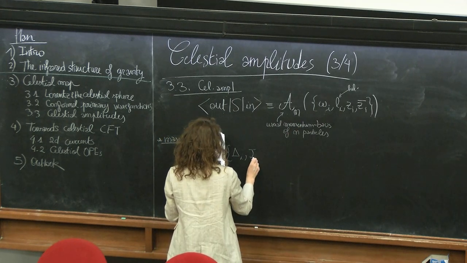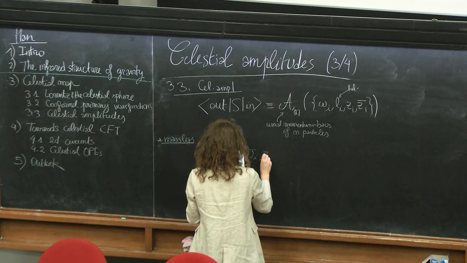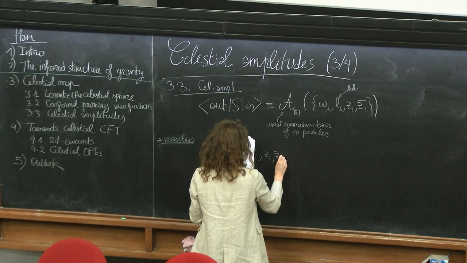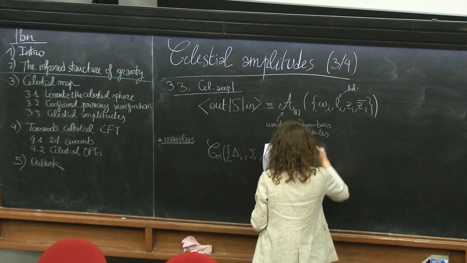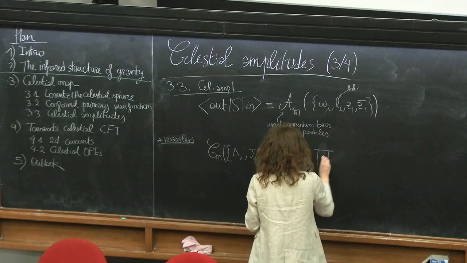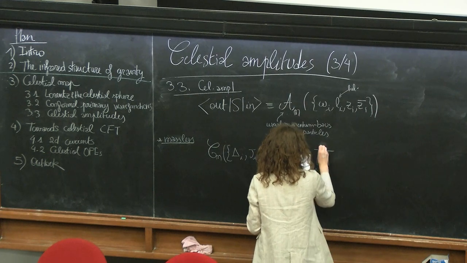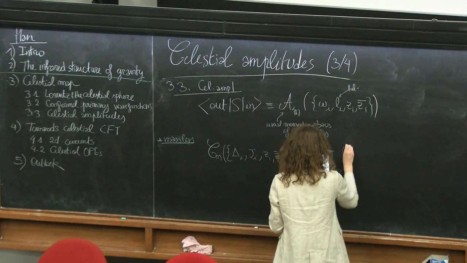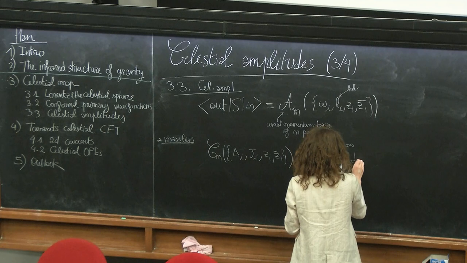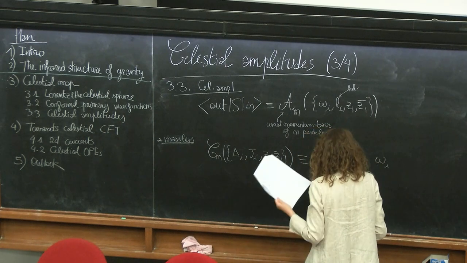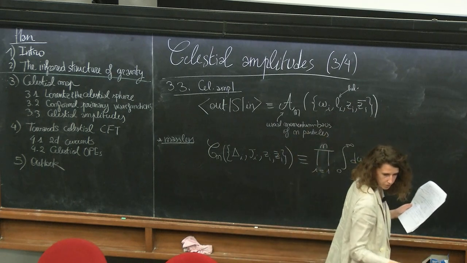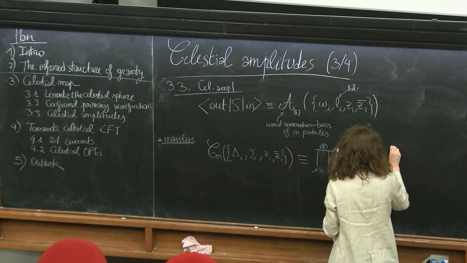two other quantum numbers, the conformal dimension and the spin. And it's just defined as taking n times a Mellin integral, one for each leg, of the usual momentum basis amplitude.